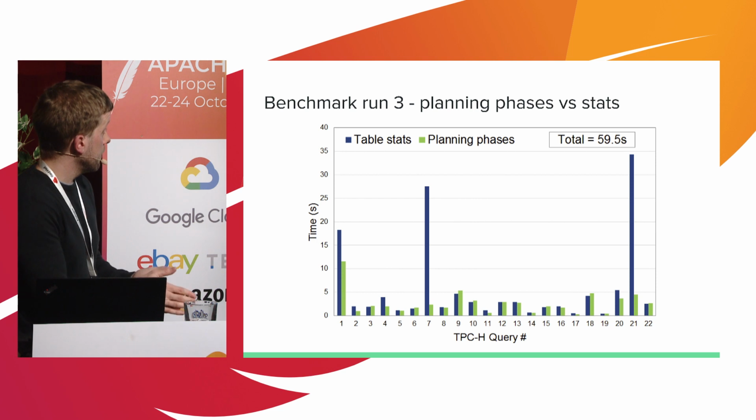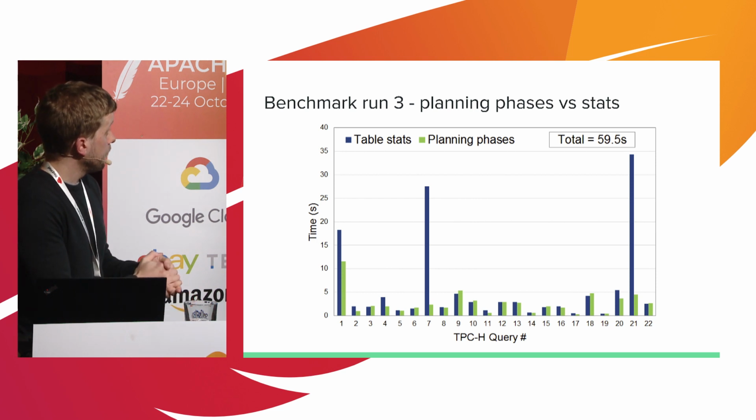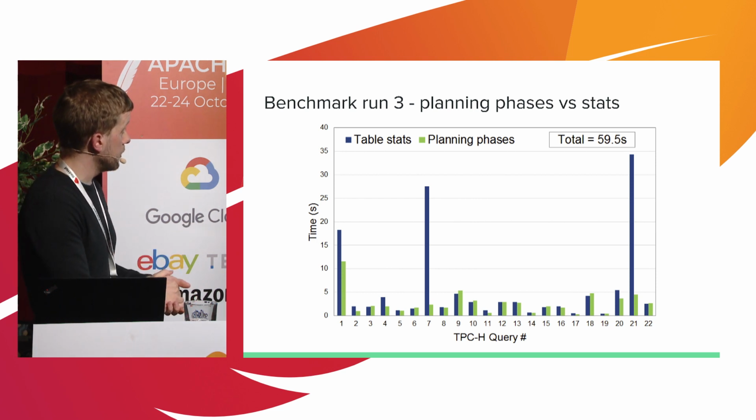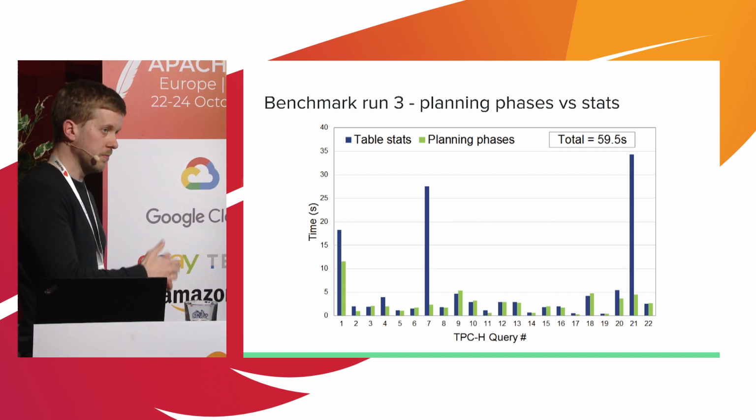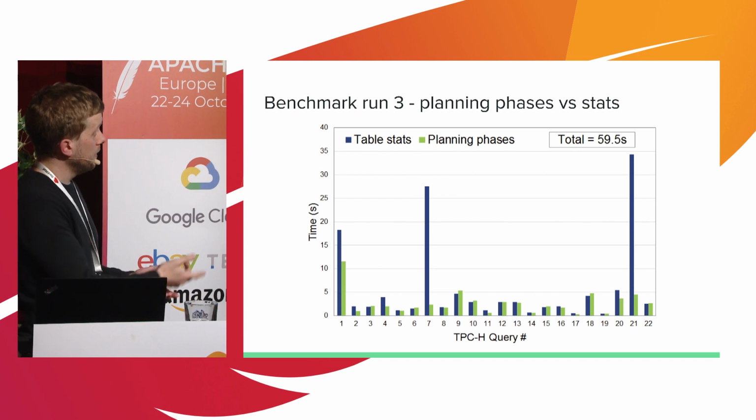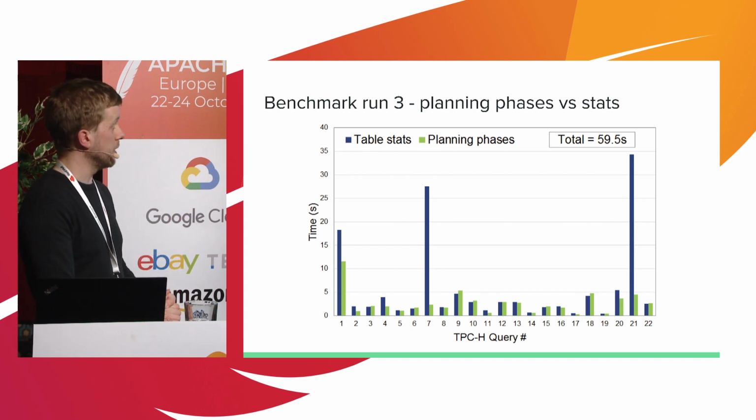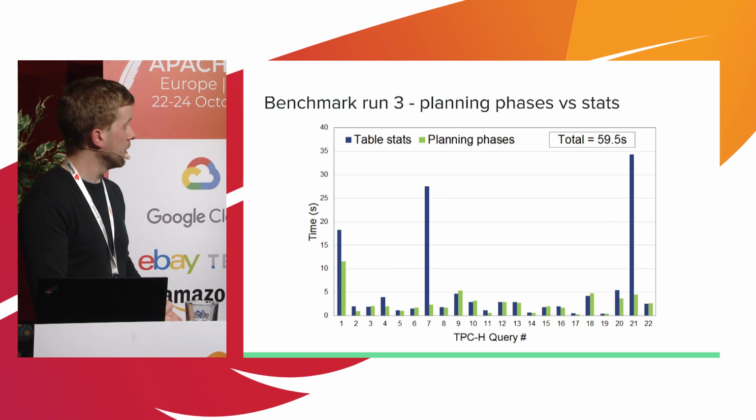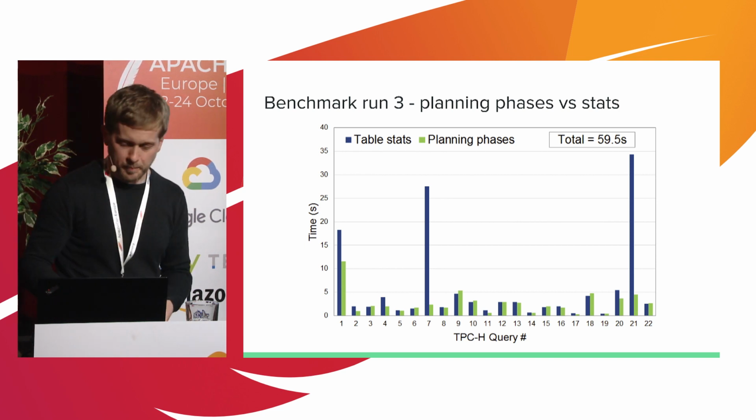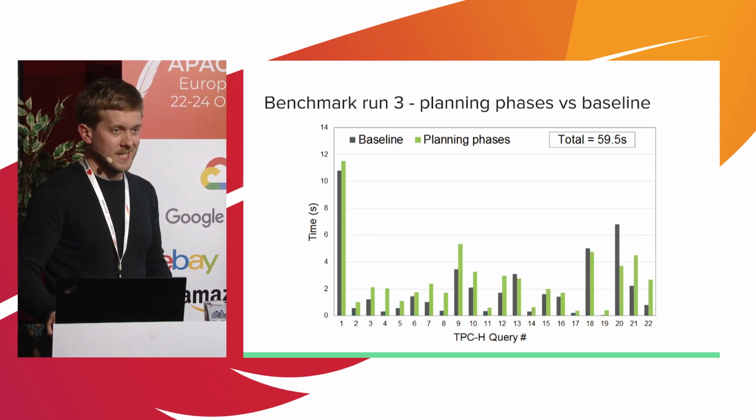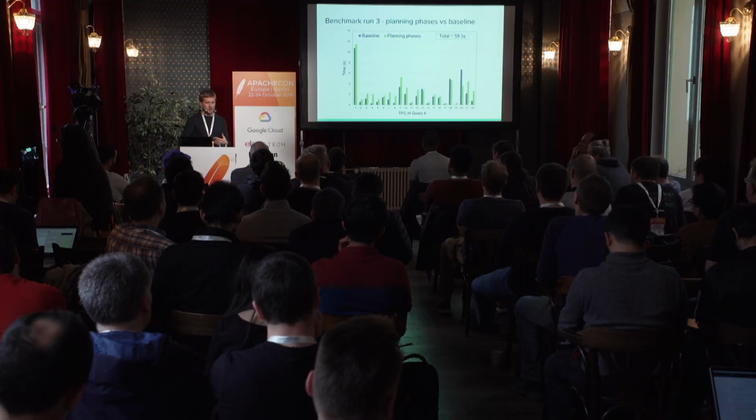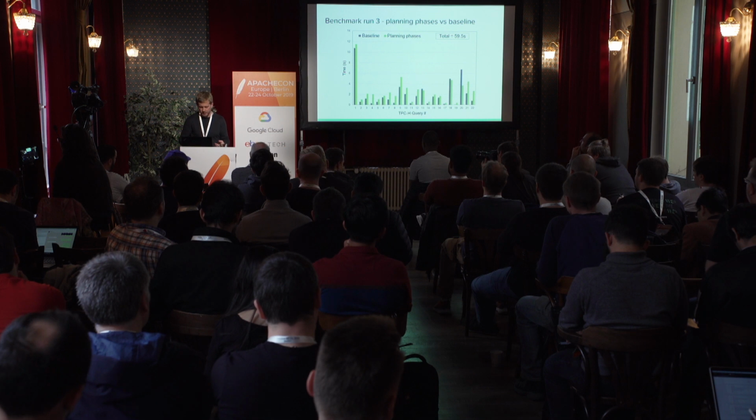And yeah, so now if we look at the numbers, we'll see that the green is the new planning phases compared to the old ones, so the previous best, which was table stats. And you can see like massive reduction in time now, so 59.5 seconds, which is a big improvement here. It's a bit more complex than that. You have to really set up and decide how you want the whole planning phases to go.